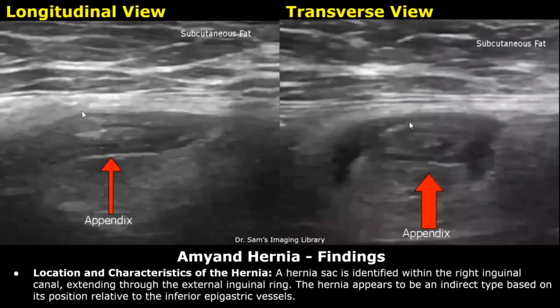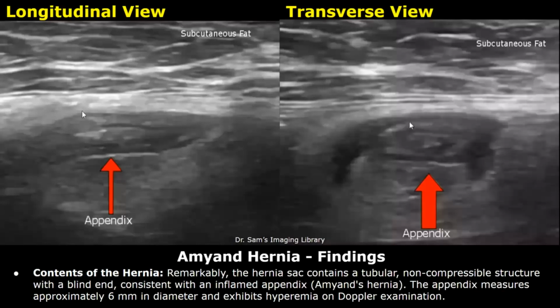A hernia sac is identified within the right inguinal canal, extending through the external inguinal ring. The hernia appears to be an indirect type based on its position relative to the inferior epigastric vessels. Contents of the hernia. Remarkably, the hernia sac contains a tubular, non-compressible structure with a blind end consistent with an inflamed appendix, Amyand's hernia. The appendix measures approximately 6 mm in diameter and exhibits hyperemia on Doppler examination.